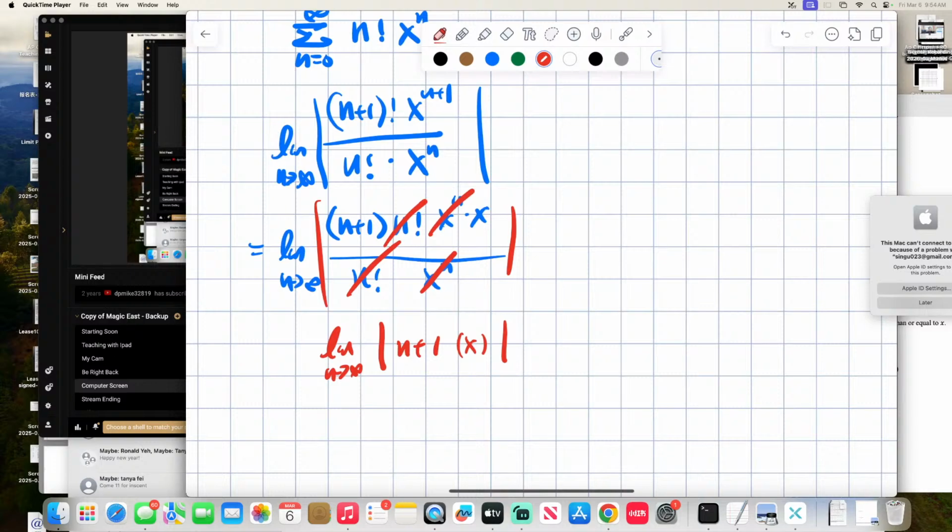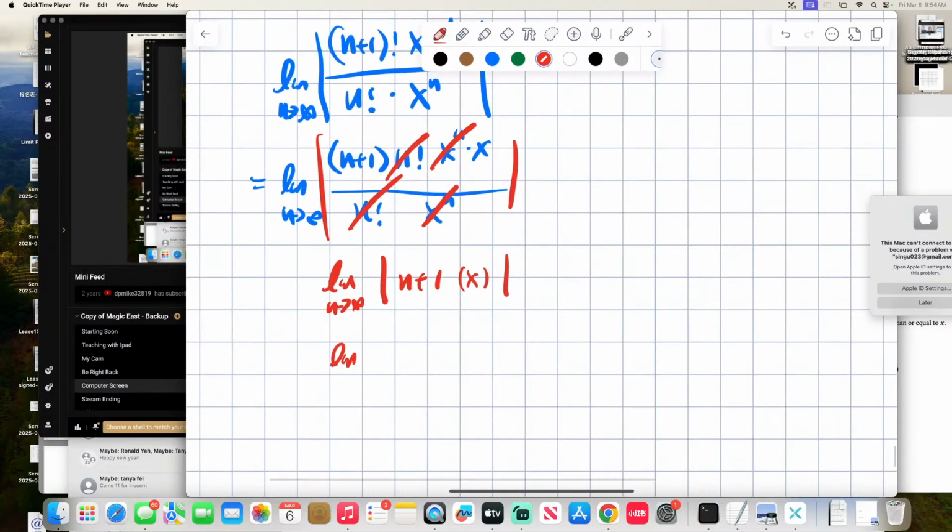Now, does n plus 1 have to be inside the absolute value? Why not? Because we're only applying n plus 1 to the limit, because n starts from 1 to infinity, right? So n plus 1 doesn't apply. So the limit is n plus 1 times the absolute value of x. So what happens if n approaches infinity? It's going to be infinity, right?